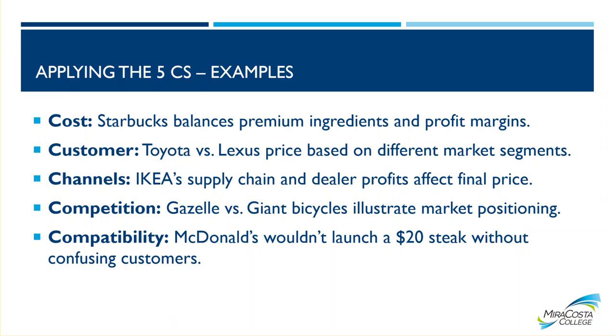Applying the 5 C's. Examples. Costs. Starbucks balances premium ingredients and profit margins. Customer. Toyota versus Lexus, price based on different market segments. Channels. IKEA supply chain and dealer profits affect final price. Competition. Gazelle versus Giant bicycles illustrate market positioning. And compatibility. McDonald's wouldn't launch a $20 steak without confusing its customers.